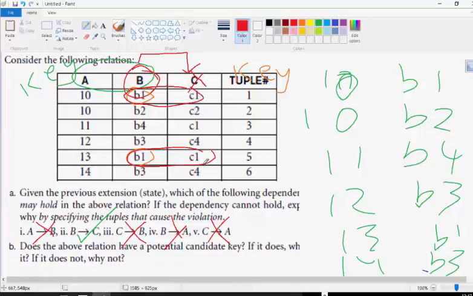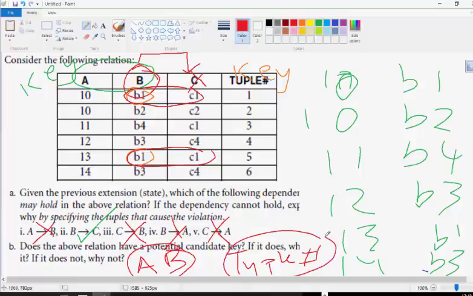So the candidate keys: A and B is one, and the other one is tuple number. That's another one. So I have two candidate keys. One of them is composite, the AB. One of them is simple. So when I'm talking about composite, actually, you can just say AB. AB is a candidate key. Tuple number is a candidate key.